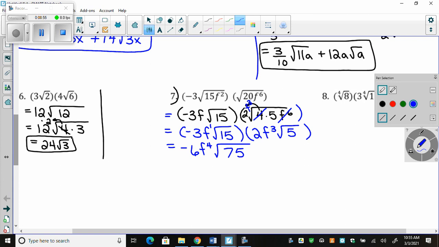75 breaks down into 25 and 3. The 25 comes out and it's a 5. So I'm going to get negative 30 F4 root 3.